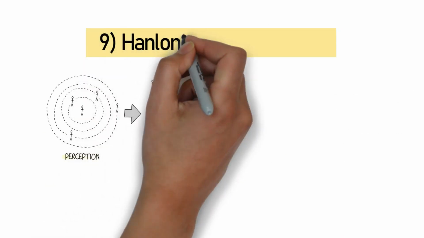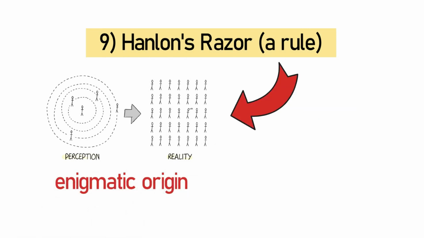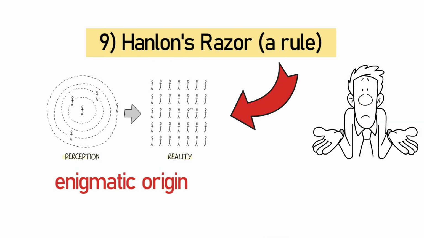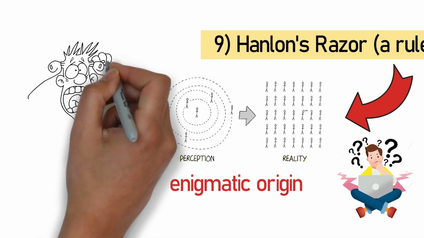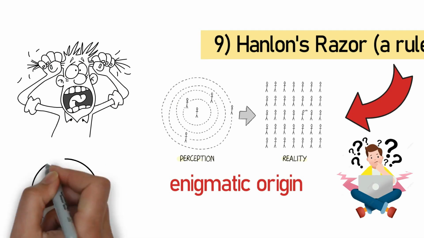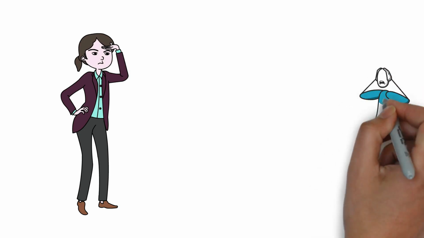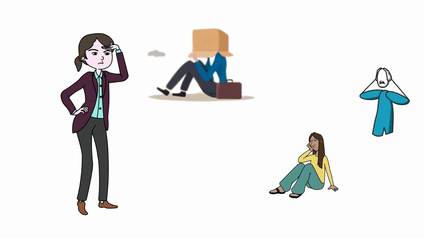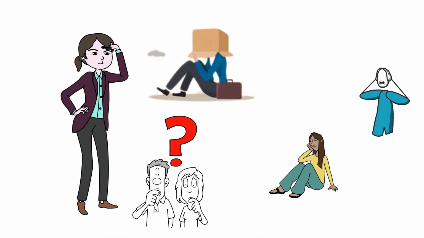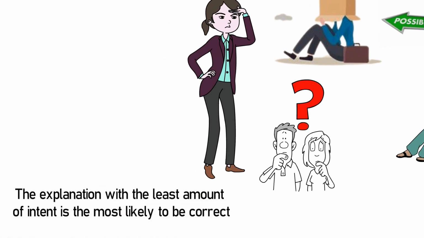Number 9, Hanlon's razor, a rule. Hanlon's razor, which has an enigmatic origin, states that we should not attribute to malice what is more easily explained by stupidity. This model helps us to avoid paranoia and ideology in a complex world. We look for alternatives instead of missing opportunities. By not assuming that poor results are the result of a bad actor, this serves as a reminder that people make mistakes. It begs the question of whether there is another plausible explanation for what has happened. The explanation with the least amount of intent is the most likely to be correct.